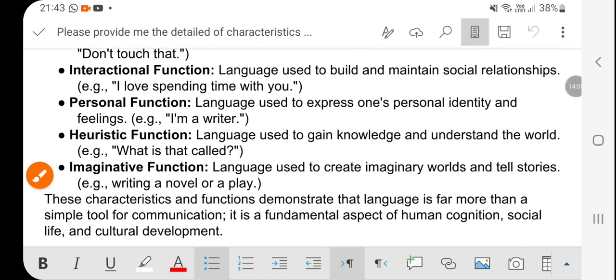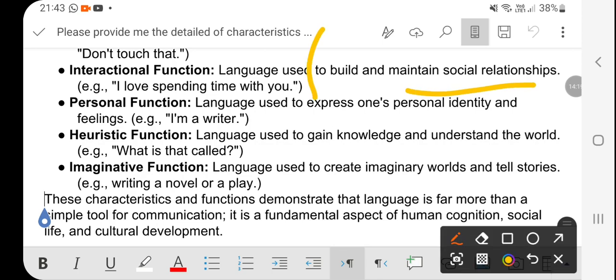Then interactional function: language used to build or maintain social relationships. So that is social relationship here. Okay, and "I love spending time with you." That definitely creates harmony, and through interaction, relations are improved. So that is interactional function.